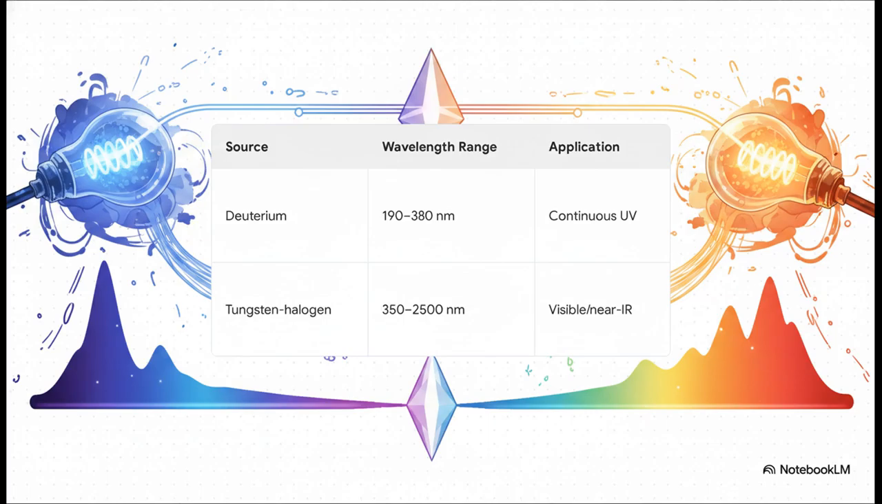For the ultraviolet region, that's from 190 to 380 nanometers, we use a deuterium arc lamp. It's a gas discharge lamp that gives us this beautifully continuous UV spectrum. But for the visible and near-infrared regions, stretching from 350 all the way out to 2500 nanometers, the instrument actually switches over to a tungsten halogen lamp. This one operates at an intense 3000 Kelvin to give us highly stable visible light.